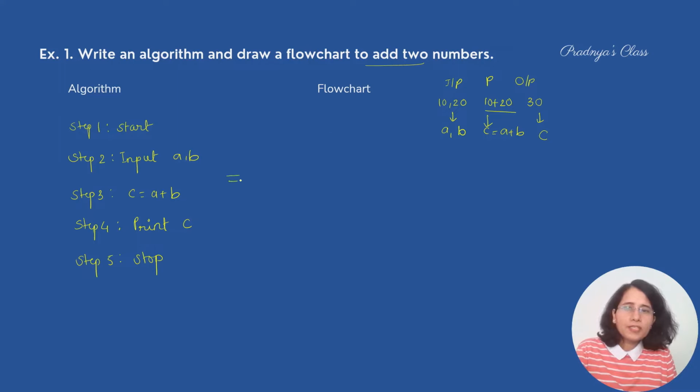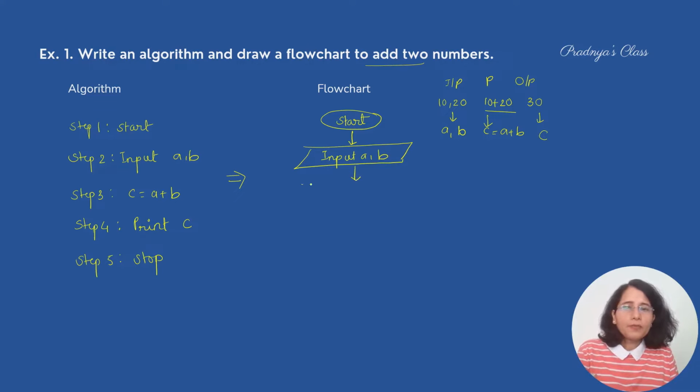So follow these steps to draw the flowchart. First step is start. For start we have to take the oval symbol. So write the instruction into the symbol: start. For input and output we have to take the parallelogram. So draw it and write the instruction inside it: input A, comma B.